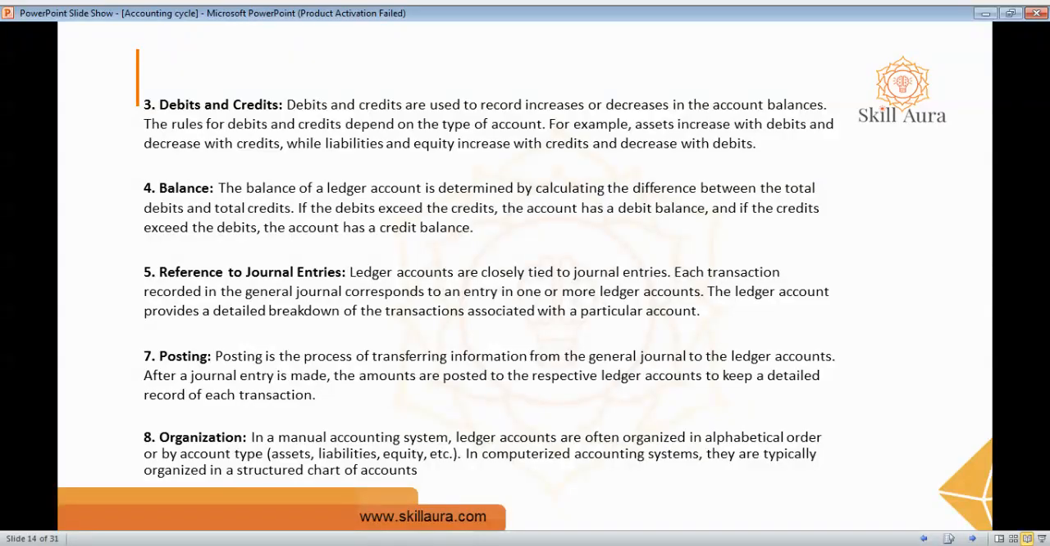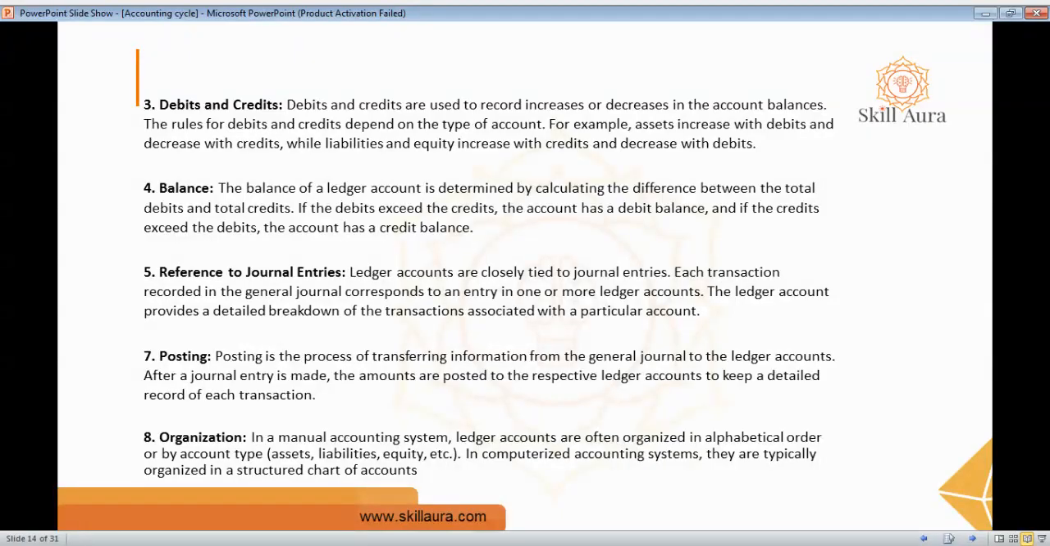Did you understand? Here, the asset increases with the debit and decreases with the credit. One will be increased and one will be decreased. When it comes to liability and equity, when asset is increased, liability and equity also increase in the credit and decrease in the debit column, the opposite direction. So it will be balanced.